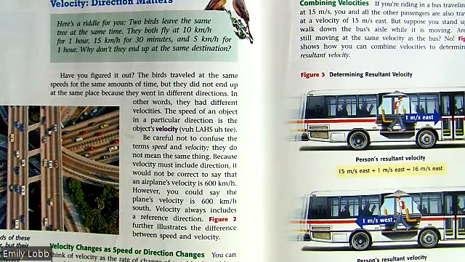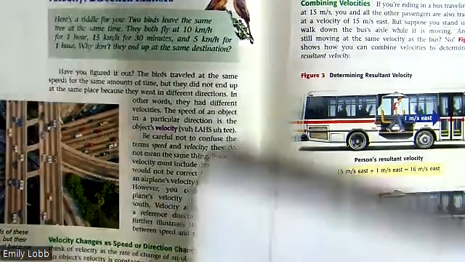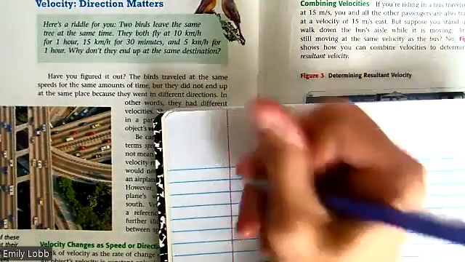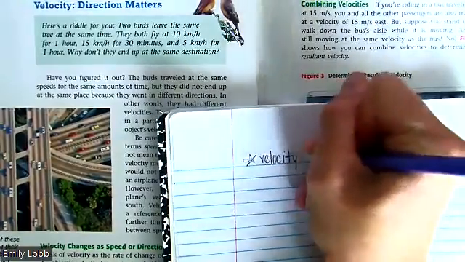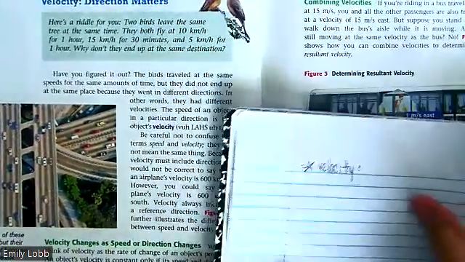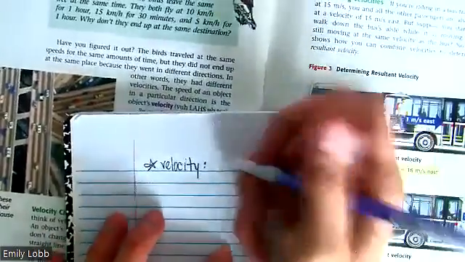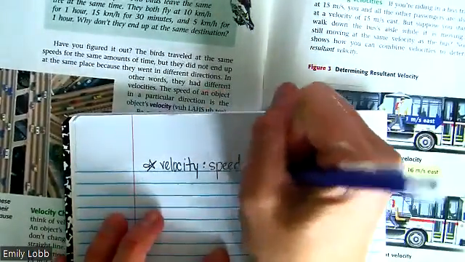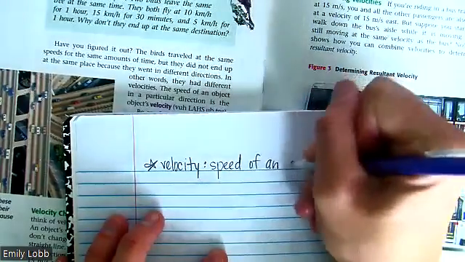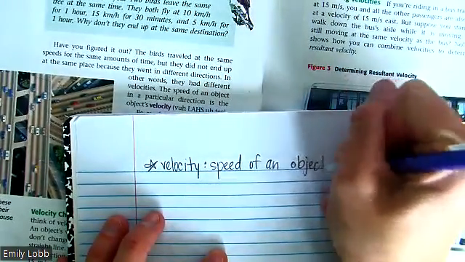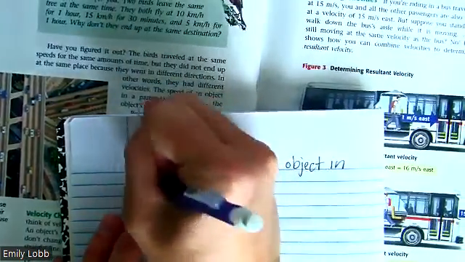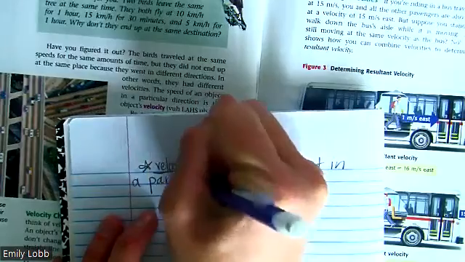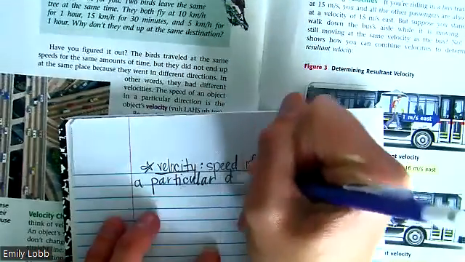What's that word? Velocity. There's another purple word. That means we have to write it down. Velocity: the speed of an object in a particular direction.